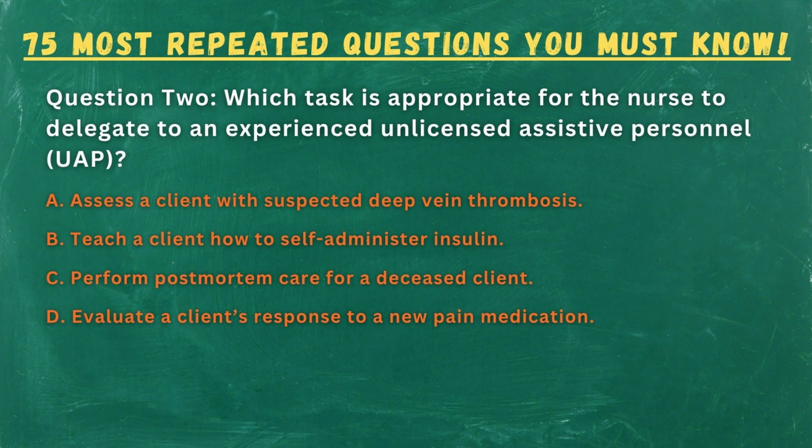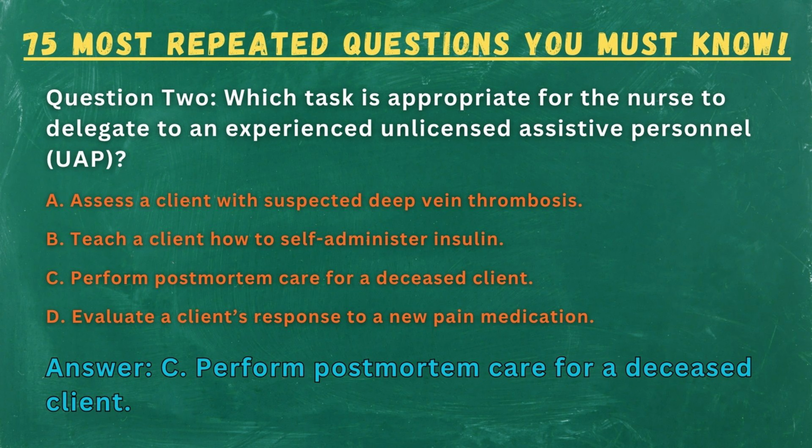Question 2. Which task is appropriate for the nurse to delegate to an experienced unlicensed assistive personnel, UAP? A. Assess a client with suspected deep vein thrombosis. B. Teach a client how to self-administer insulin. C. Perform post-mortem care for a deceased client. D. Evaluate a client's response to a new pain medication. Answer. C. Perform post-mortem care for a deceased client.